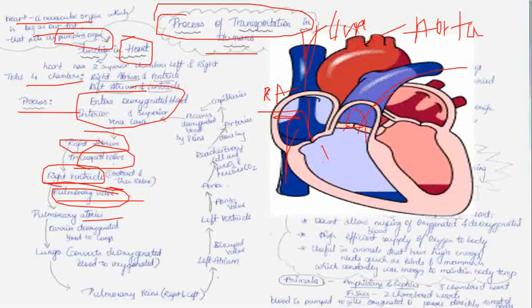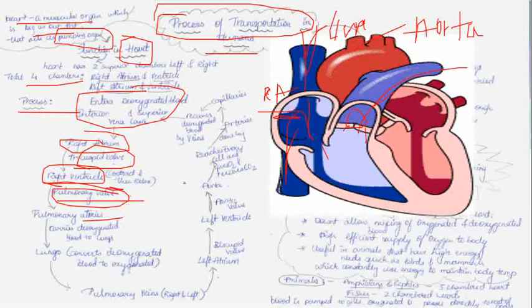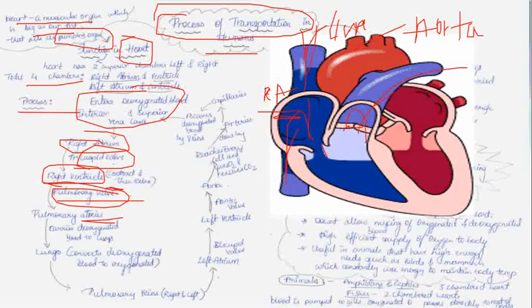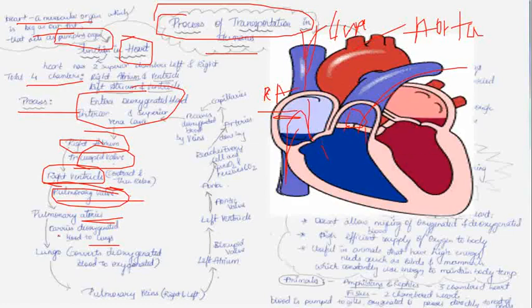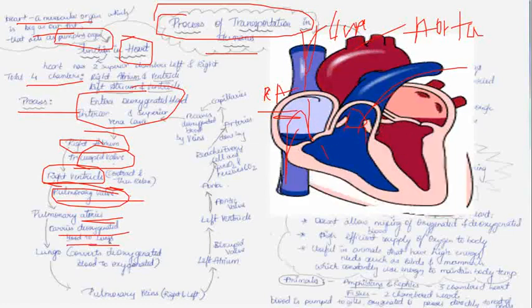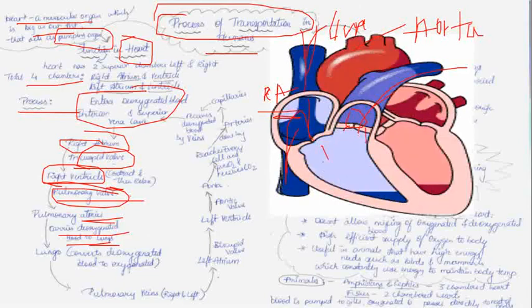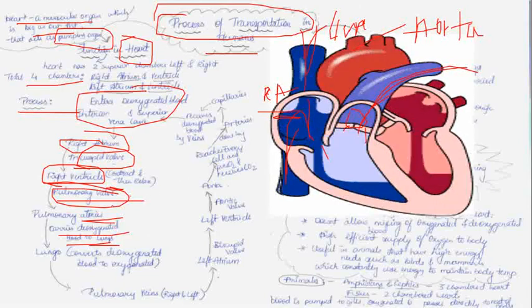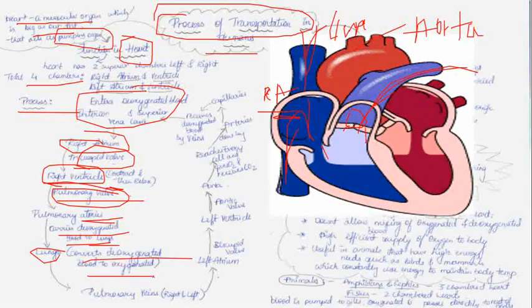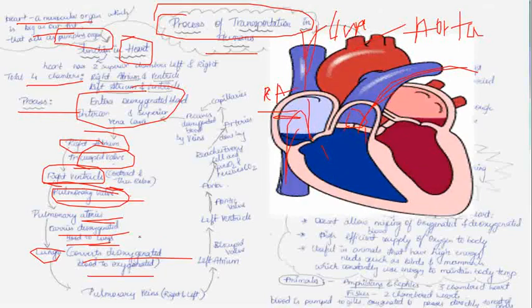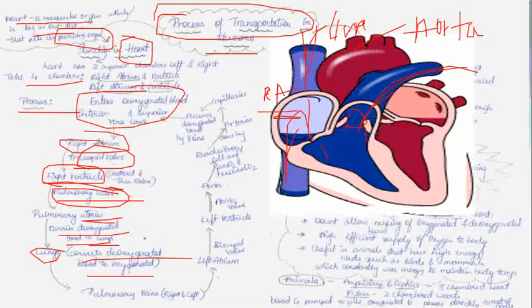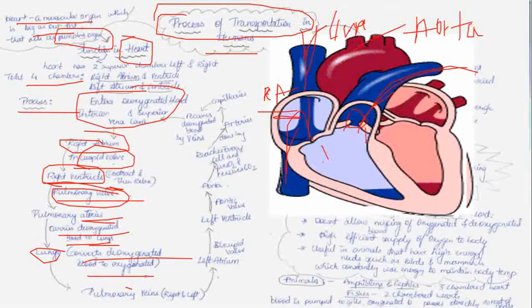So blood passes through the pulmonary arteries, and from the pulmonary arteries it reaches the lungs. What is the function of the pulmonary arteries? As we have studied, they carry deoxygenated blood to the lungs. Then what happens in the lungs? The lungs convert the deoxygenated blood to oxygenated blood. How? By extracting the carbon dioxide present in the blood and releasing it out, and the blood becomes oxygenated.